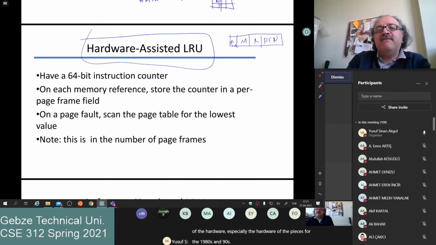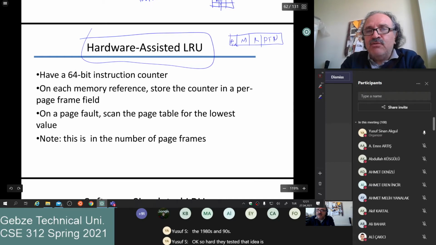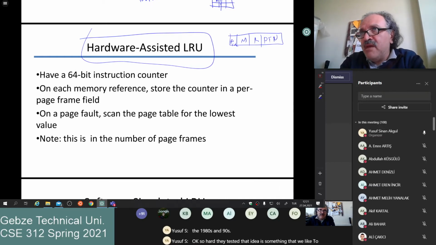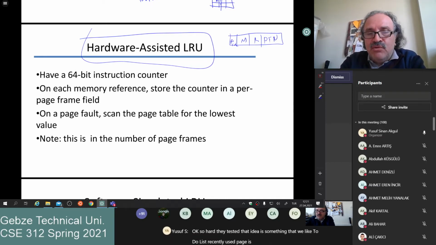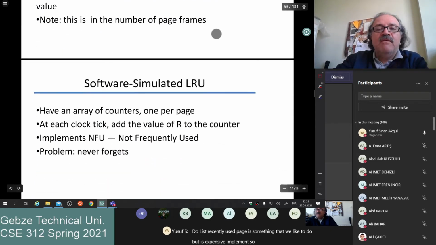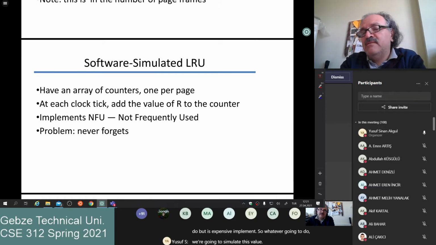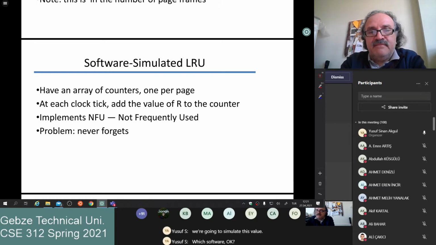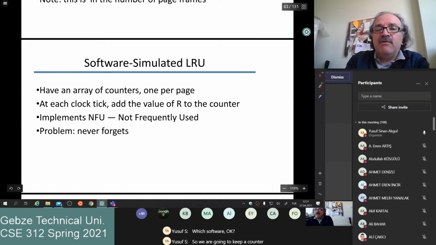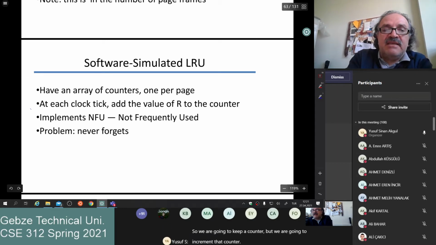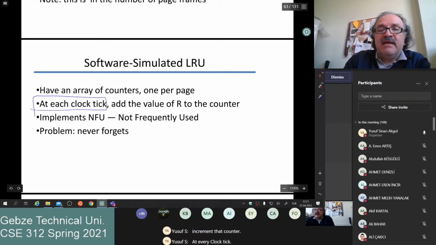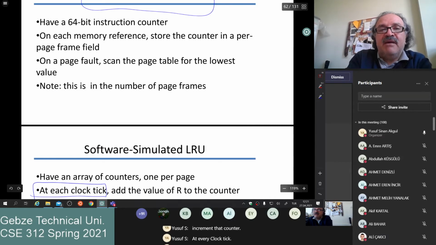So hardware assisted LRU is something that we like to do. Least recently used page is something that we like to do, but it is expensive to implement. So what are we going to do? We are going to simulate this LRU with software. We are going to keep a counter, but we are going to increment that counter at every clock tick, not at every memory reference.